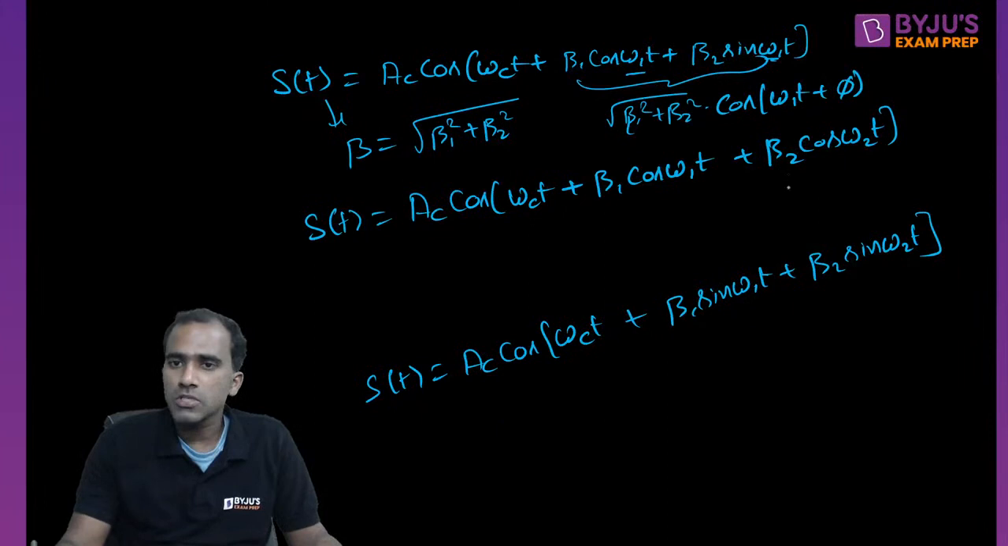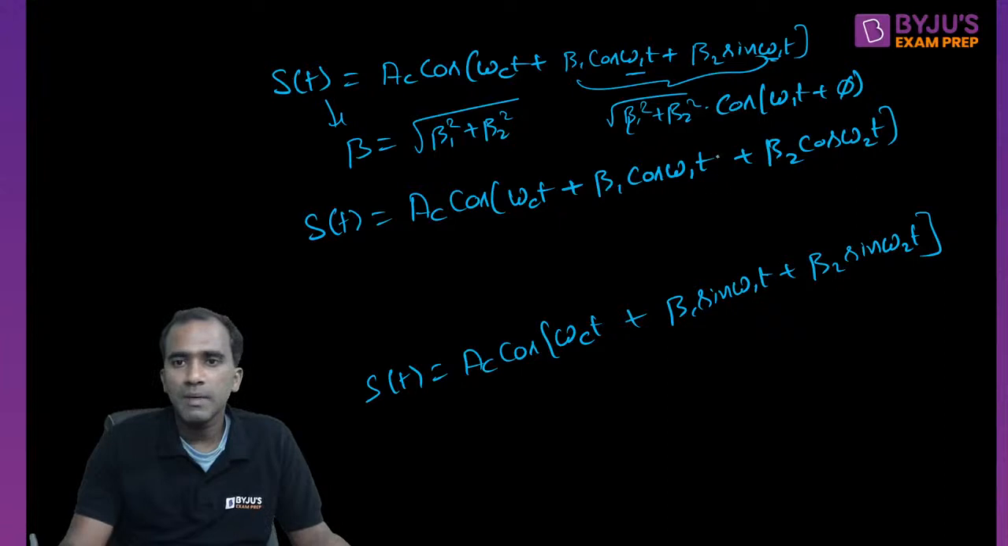Both cos terms or both sine terms with different frequencies, not the same frequencies. How to solve it? In this case, what is the maximum magnitude of two cos terms together? Is it possible to figure out? Yes, it is possible to figure out.